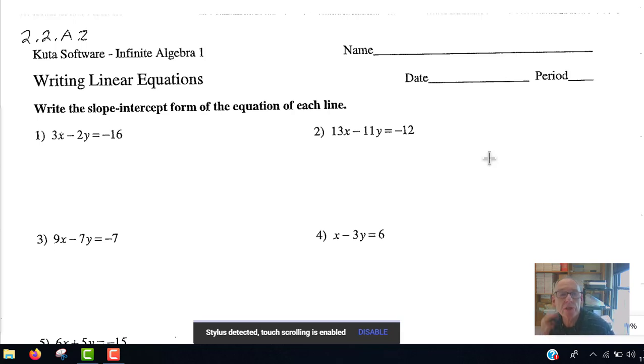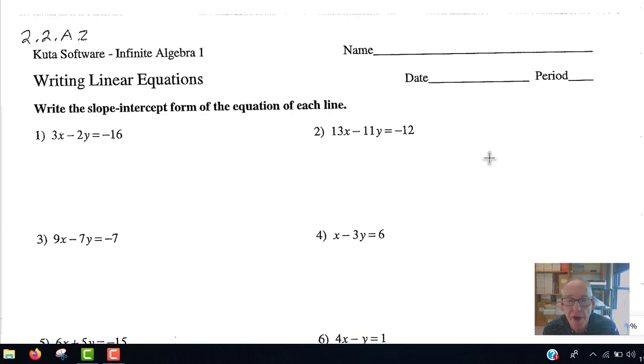Okay, this video accompanies the Kuta worksheet on writing linear equations, and you were supposed to do the odds on both sides of this page. So what we want to do for this section is write the slope-intercept form, which is y equals mx plus b form of the equation of each line. So let me write y equals mx plus b.